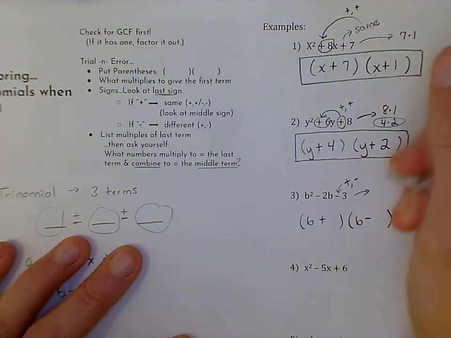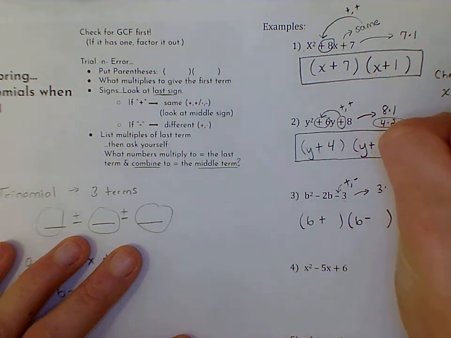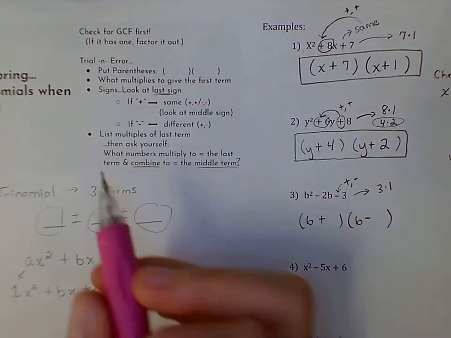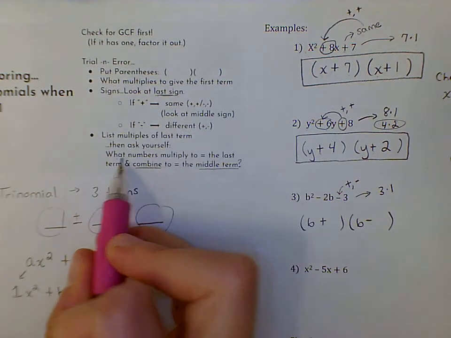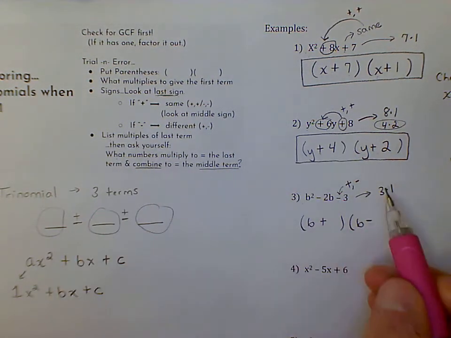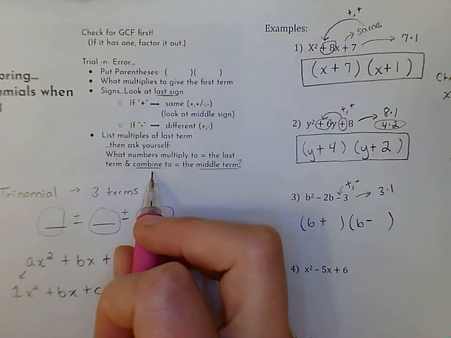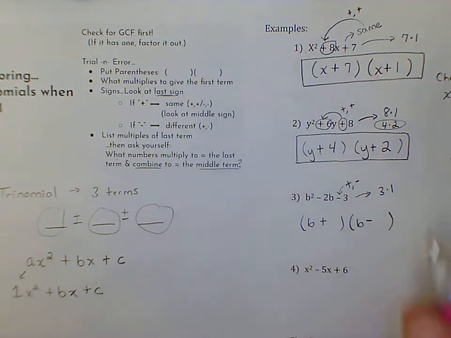So what multiplies to give me 3? Well, the only thing that really multiplies to give me 3 is 3 times 1. So ask yourself this question: what numbers multiply to equal the last term, so we've already listed those out, and combine, meaning adding or subtracting, to equal the middle term, okay?